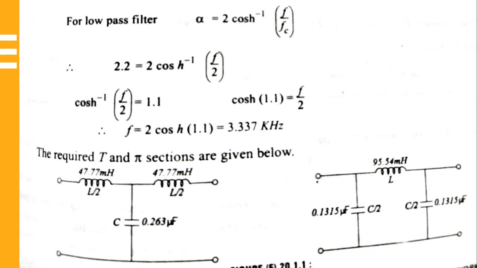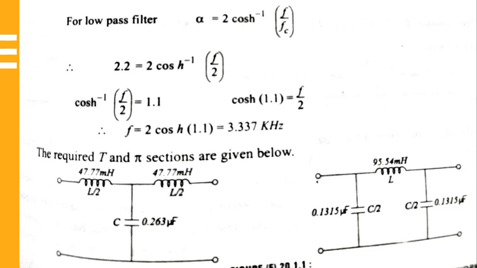So this is the designing part in the T and the pi section. If you observe, this is a series arm, L by 2, and this is also a series arm, L by 2, and the shunt arm is the capacitor. Whatever value you got, divided by 2, you will get 47.77 millihenry on both sides. The capacitor will be as it is. If you go for the pi section, the inductor will be as it is, but the capacitor value will be divided by 2. So whatever you got in the previous slide will be divided by 2, giving 0.131 microfarad on both sides. This is the designing part of the T and the pi section for this numerical.